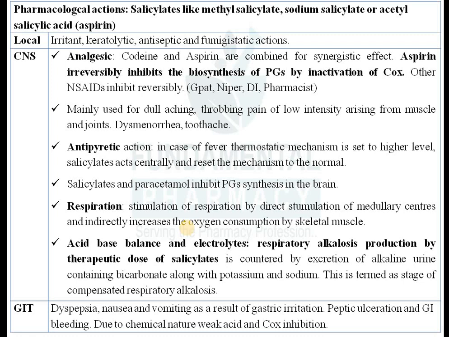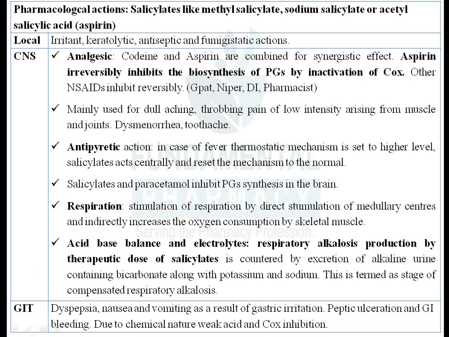So aspirin is a weak acid. It will remain in unionized form in the stomach and it will irritate the gastric mucosa. So that's why dyspepsia and nausea will be there, and vomiting. Nausea means you will feel like vomiting. Then vomiting, then gastric ulceration, then GIT bleeding. So these will be the actions on the GIT.